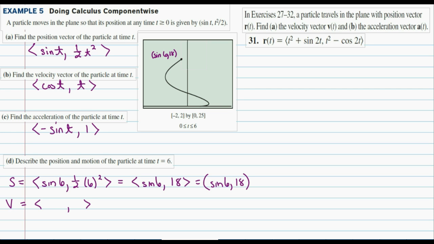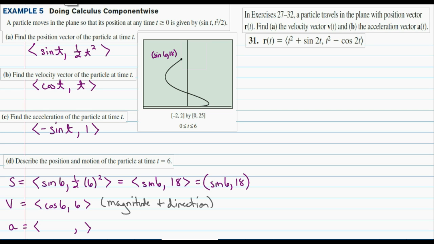Alright, so then what about the velocity vector? Well, the velocity at time 6 is cosine of 6, comma, 6. So the change in x is the cosine of 6, might be meters per second, and then the vertical change would be 6 meters per second, something like that. That gives you both magnitude and direction. So it gives you both the speed and the direction the particle is going, just like we did with the airplane.